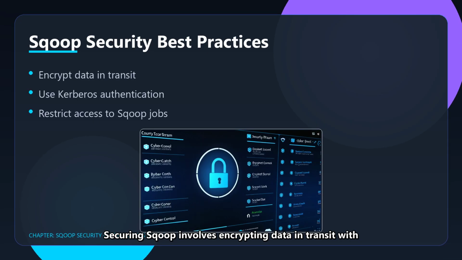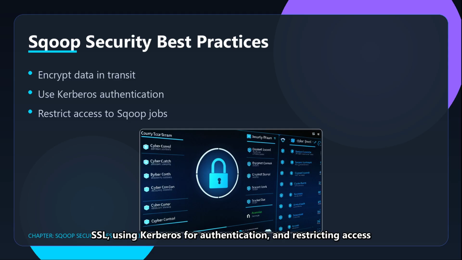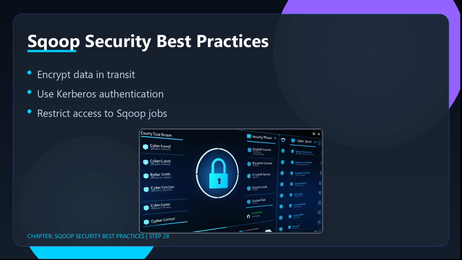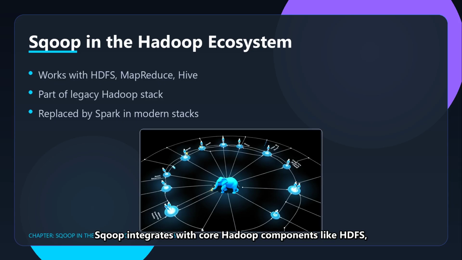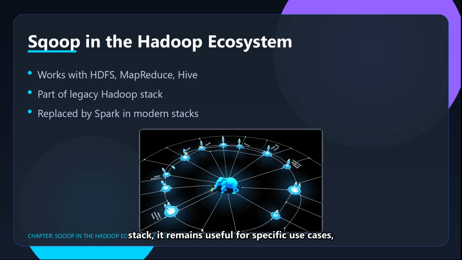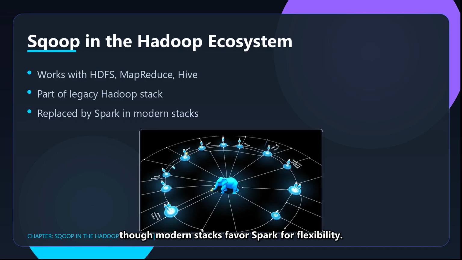Securing Sqoop involves encrypting data in transit with SSL, using Kerberos for authentication, and restricting access to Sqoop jobs through role-based controls. Sqoop integrates with core Hadoop components like HDFS, MapReduce, and Hive. While part of the legacy stack, it remains useful for specific use cases, though modern stacks favor Spark for flexibility.